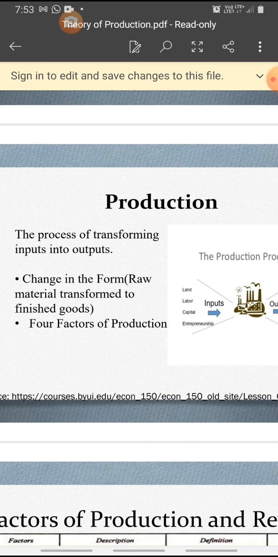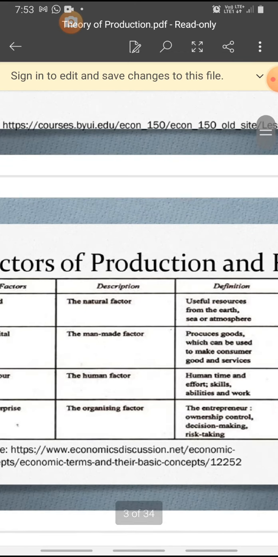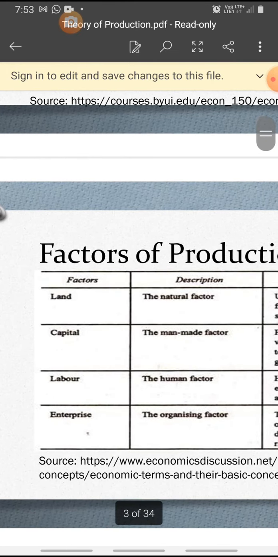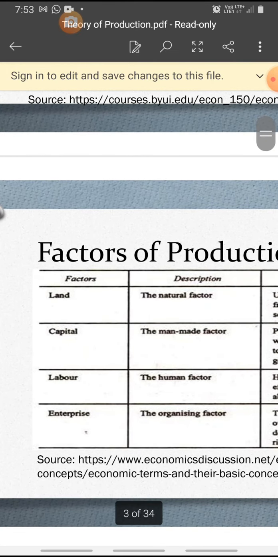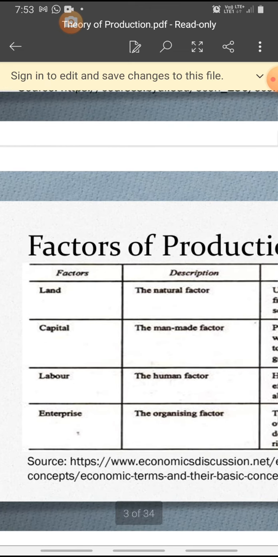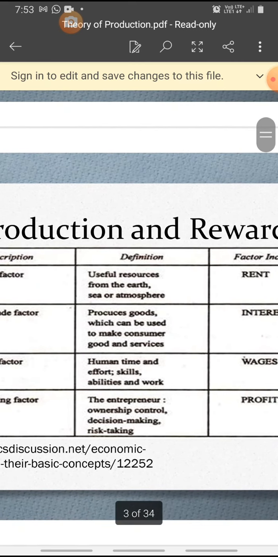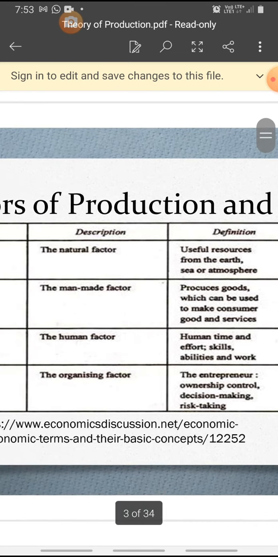Then there are four factors of production: land, labor, capital, and organization. Let's find the four factors of production, their description and the rewards. Land is the first factor. It is a natural factor. It is a useful resource from earth, sea, or atmosphere.